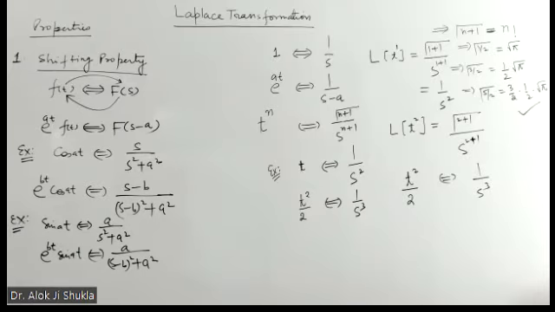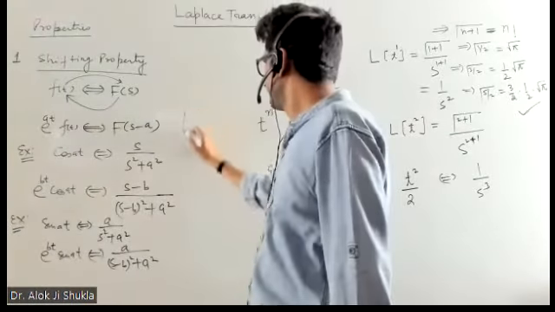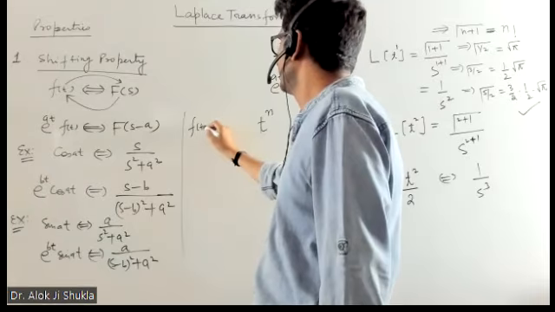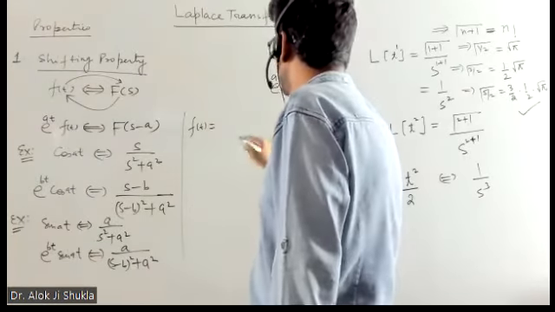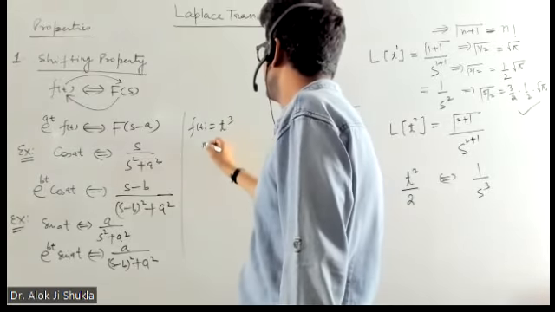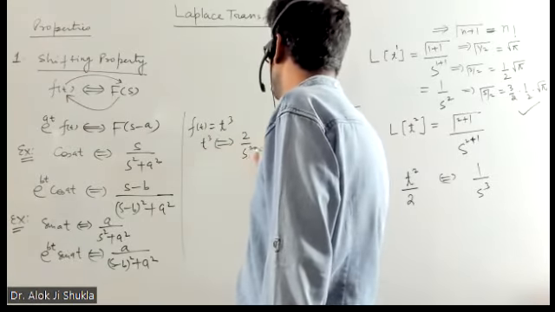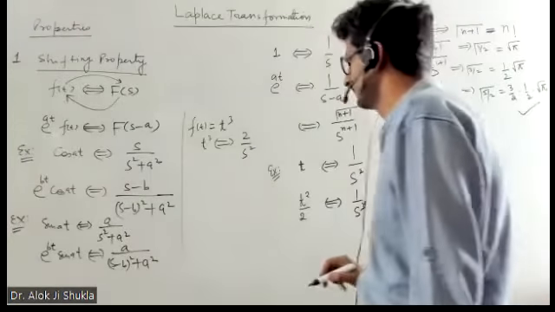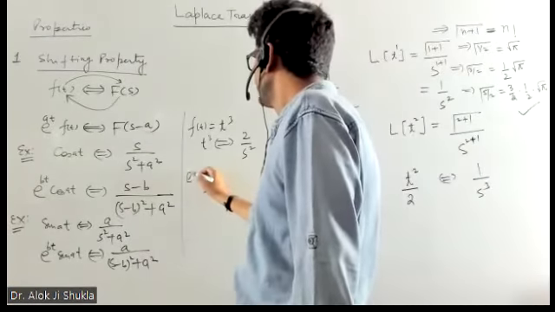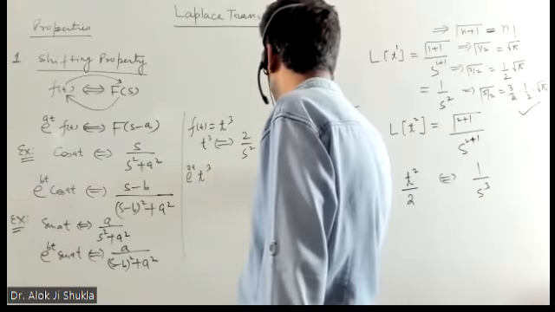Okay. Yes, sir. So this is known as one more. Let us do one more. If f of t is t cube, so what is the Laplace of t cube? 2 by s square. Then what is Laplace of e to the power 2t times t cube?